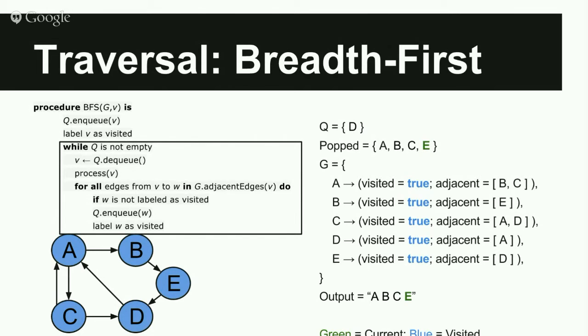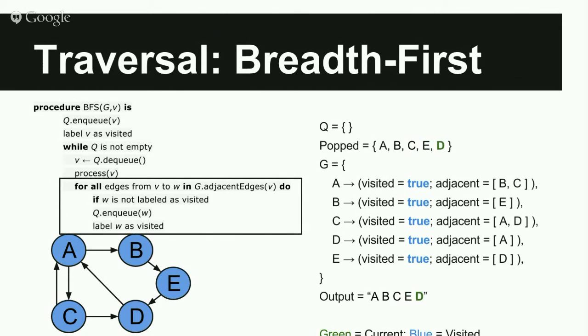So we've processed E, we've added that to our output. Next slide. And so for all edges that are adjacent to E that have not been visited, there aren't any. So we kind of come out of here. The only last thing in our queue then was D. That gets popped off and added to the output, and that's it. The queue is now empty. There's nothing left to process, and our output is A, B, C, E, and D.